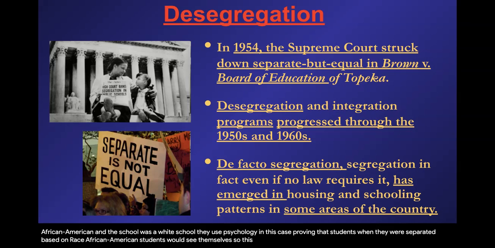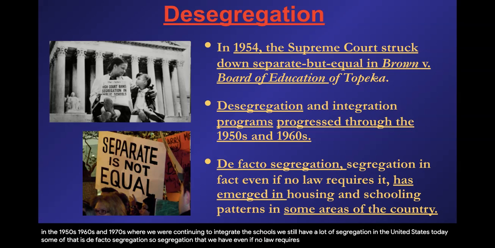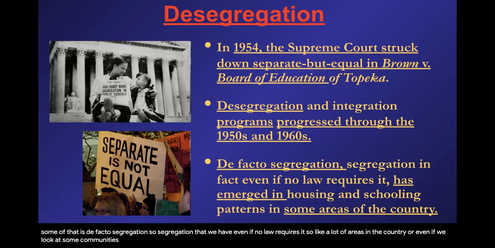So, this Supreme Court case led to desegregation. So, we had desegregation in the 1950s, 1960s, and 1970s, where we were continuing to integrate the schools. We still have a lot of segregation in the United States today. Some of that is de facto segregation, so segregation that we have even if no law requires it. So, like a lot of areas in the country, or even if we look at some communities in Sacramento, we have a lot of areas that are separated based on race.